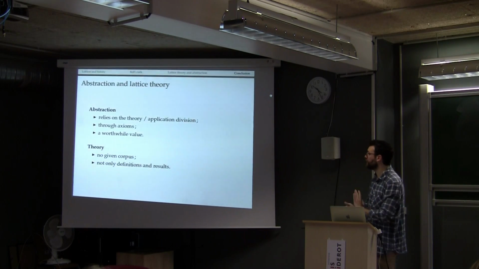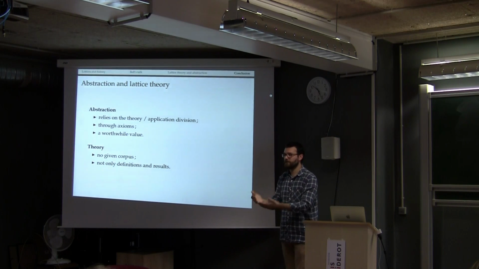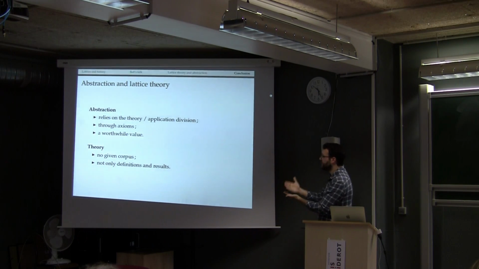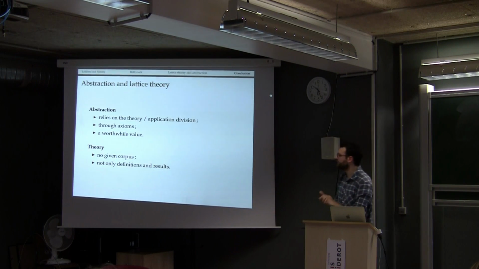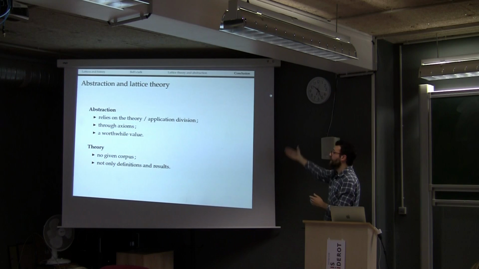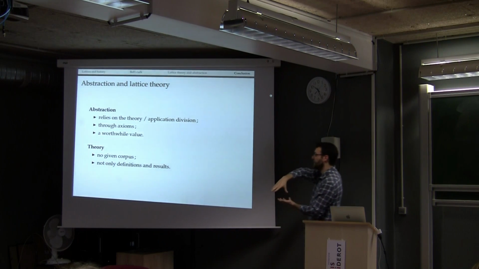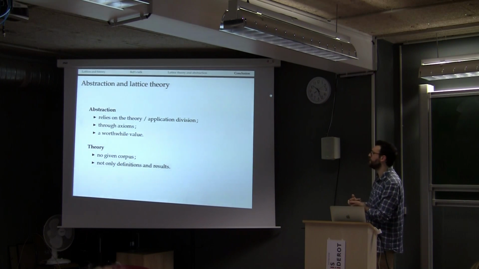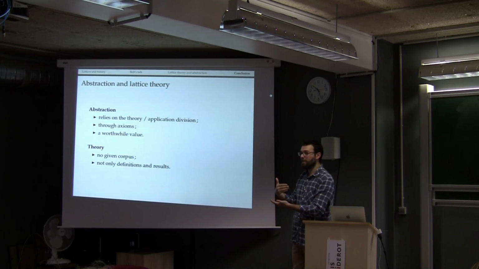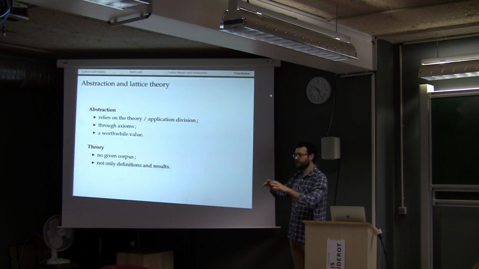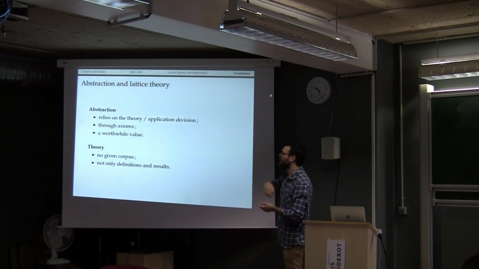Okay, just a quick word to conclude. On abstraction, this abstraction relies on the theory and application division, theory being the abstract form of these applications. It relies on axioms through which we can substantiate abstraction, and it is a worthwhile value as we have seen in Bell's talk. So it is a fight we should take on to go for abstraction.